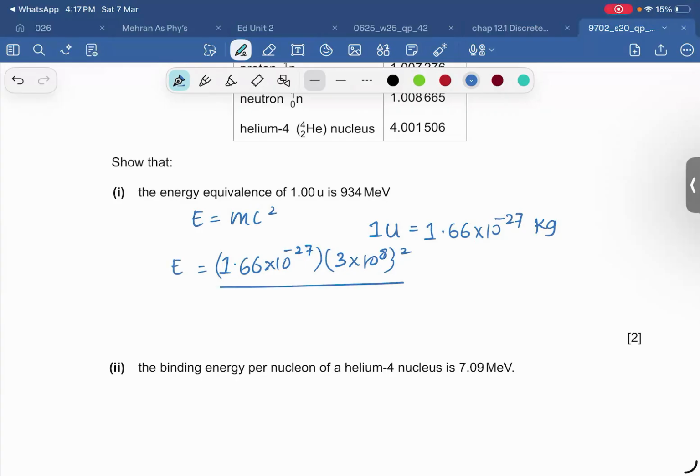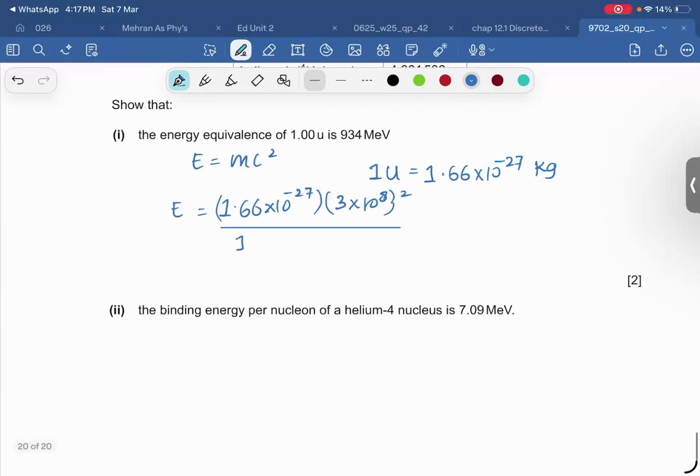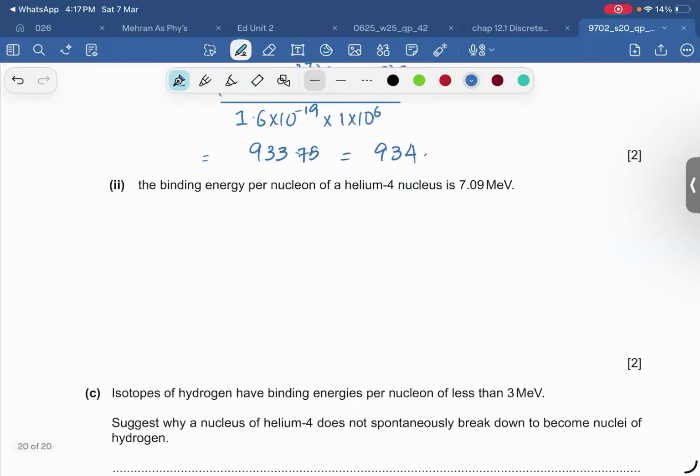You have to convert it into mega electron volts. To convert it, use 1.6 times 10 to the negative 19, and for the mega, 10 to the 6. So you will end up getting 933.75, or 934. Fine. Now, over here, the binding energy per nucleon of helium is given, and you have to show that.